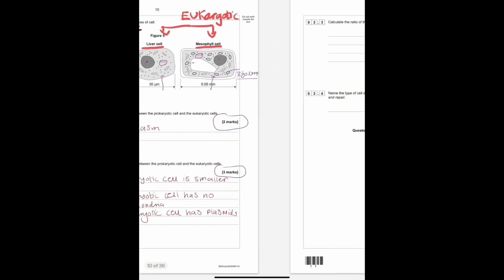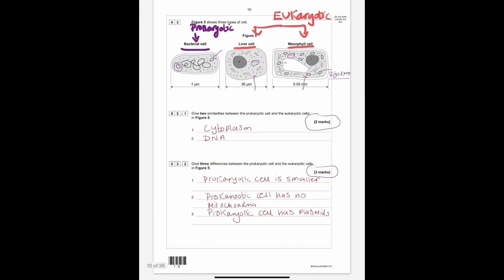Right, this is it now for eukaryotic and prokaryotic cells. I've gone through quite a range of different questions. These are just practice past paper exam questions, and I wanted to talk you through how to answer them. So yeah, my next topic is going to be based on monoclonal antibodies and how they're used in pregnancy tests.